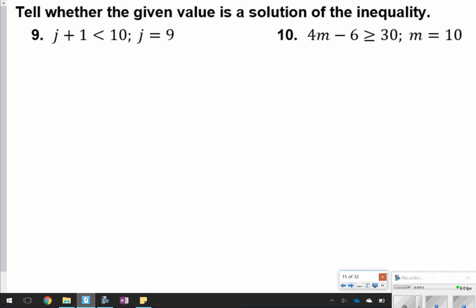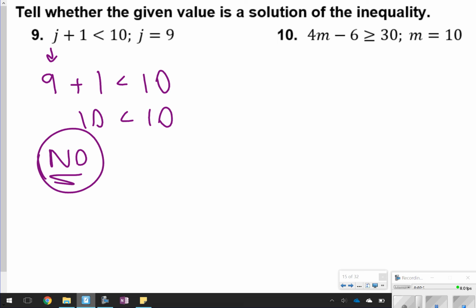Number 9 and 10 ask you to write the given value and plug it into the inequality to see if it's a solution or not. So number 9, j is equal to 9. So I'm just going to plug in where j is, put a 9 there. 9 plus 1 less than 10. 9 plus 1 is 10. So they're basically asking us if 10 is less than 10, and this one is no, it's not a solution. Okay, 10 is not less than 10.